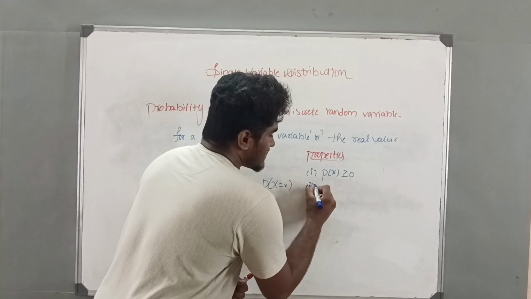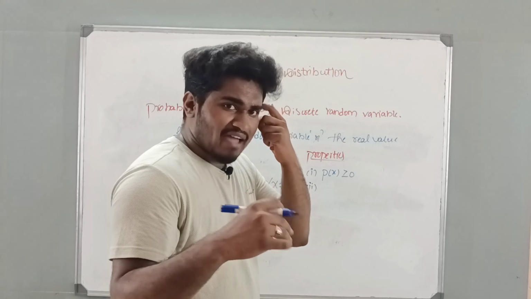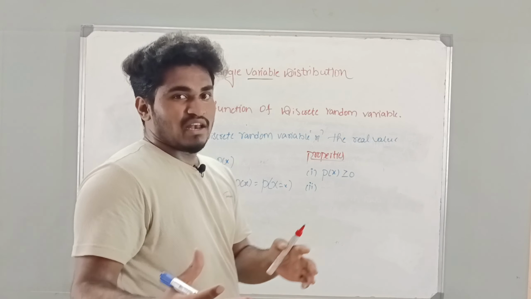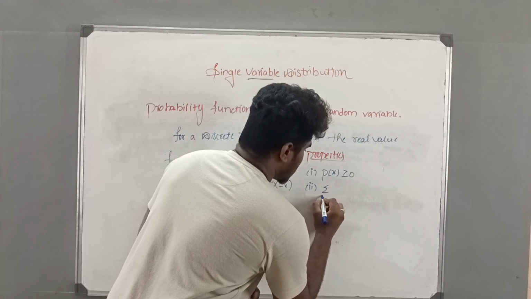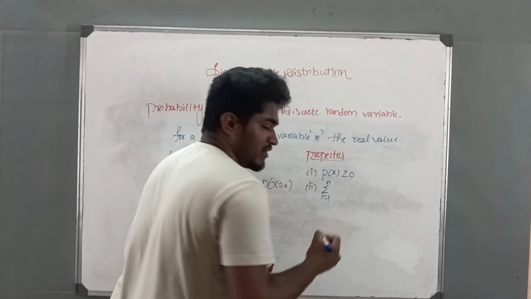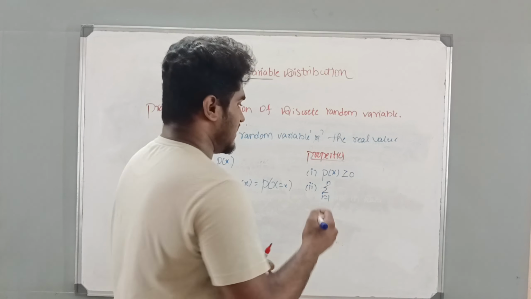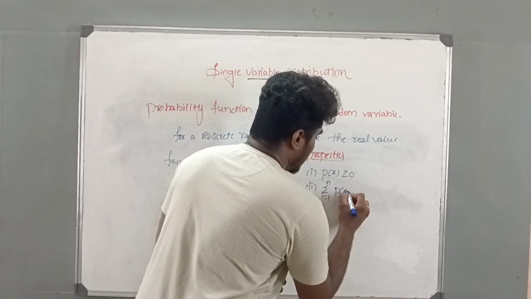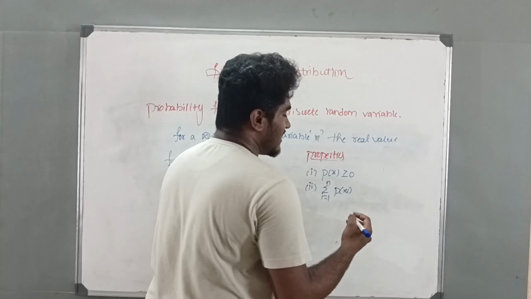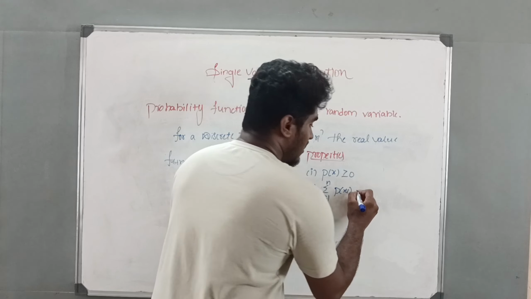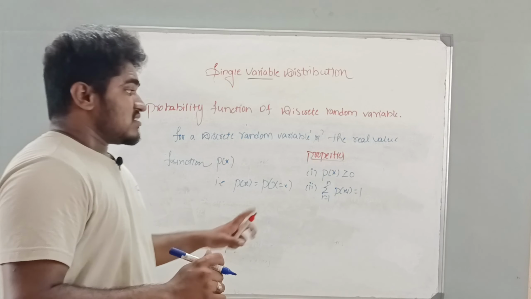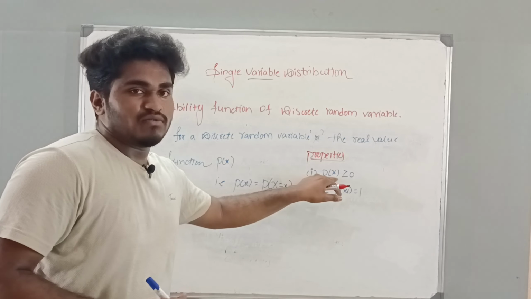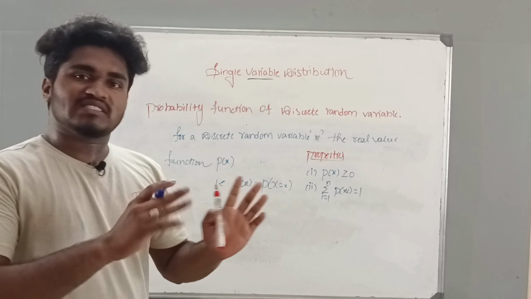The probability values range from 1 to n, right? So for that, the summation of i equals 1 to n of p of xi. The sum of probabilities of all outcomes of the experiment is going to be equal to 1. Then this p of x value lies between 0 and 1.